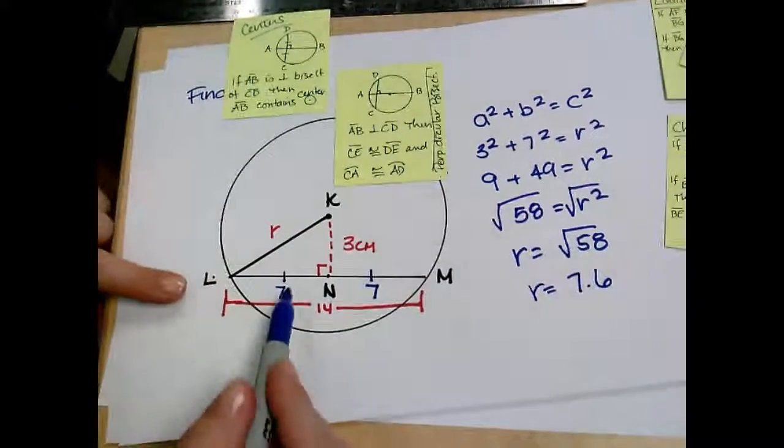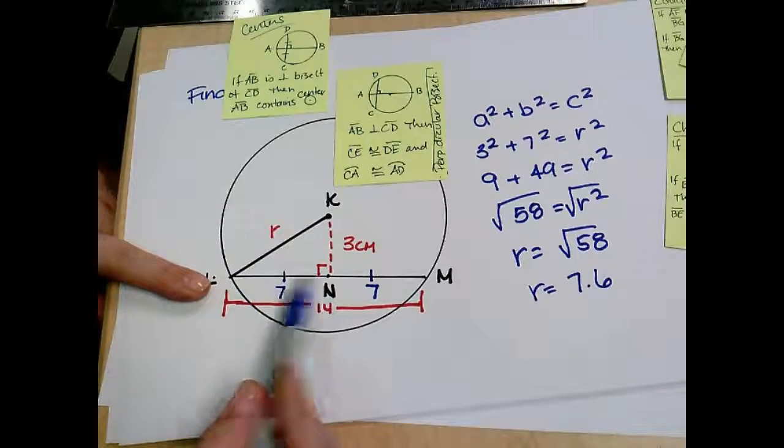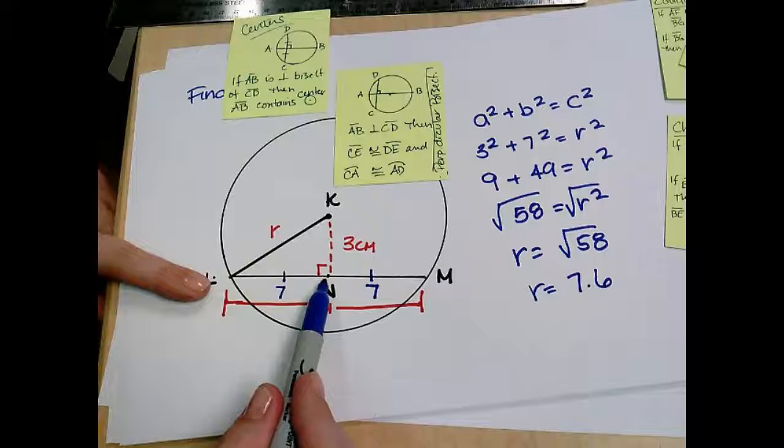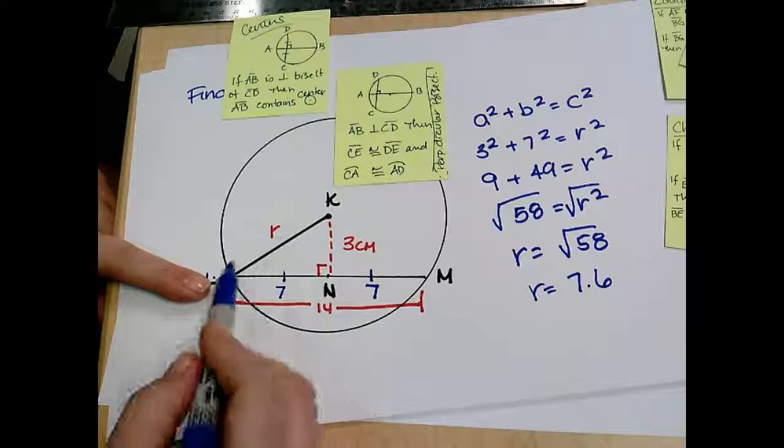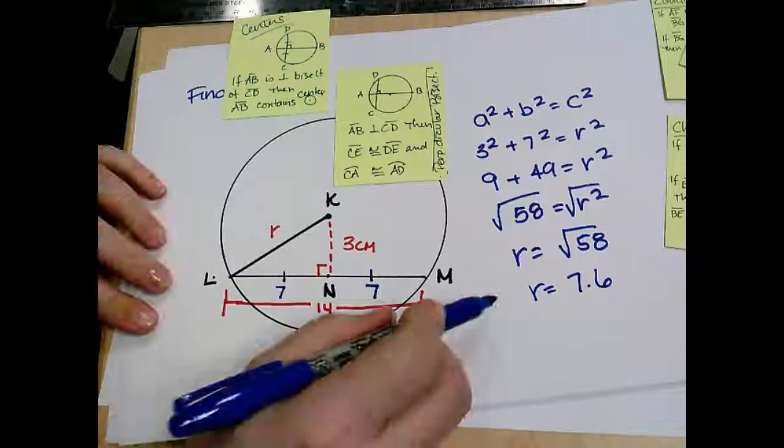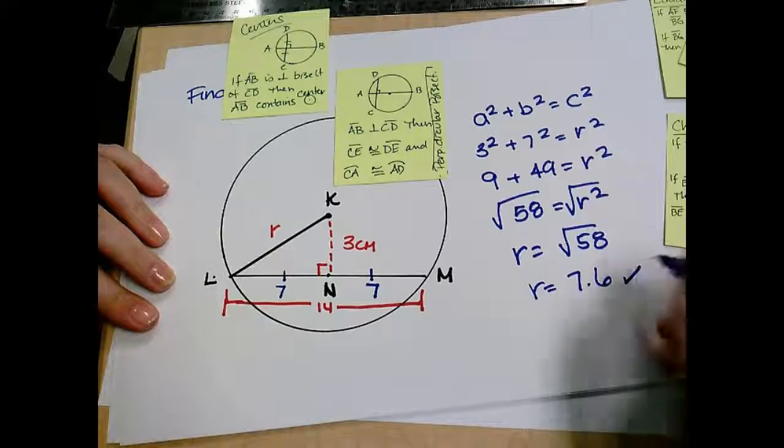Now I always want to go back and double check that that is a reasonable answer. So if you look at this, my chord here, that distance is 7, 3 is the other. I know the hypotenuse has to be longer, so I'm going to go ahead and say that, yep, that's a verified reasonable answer.